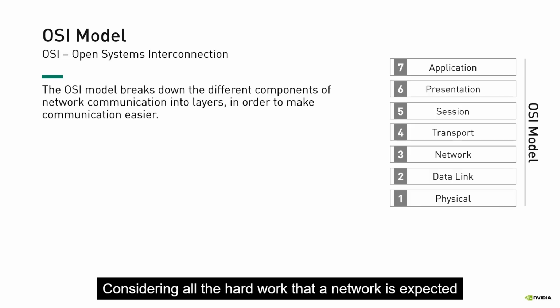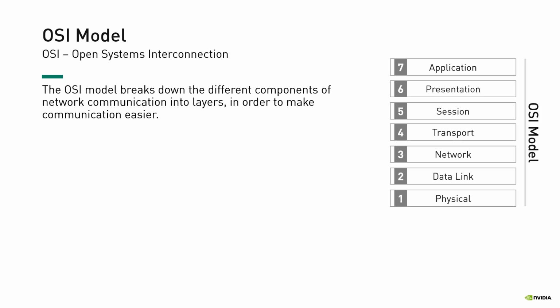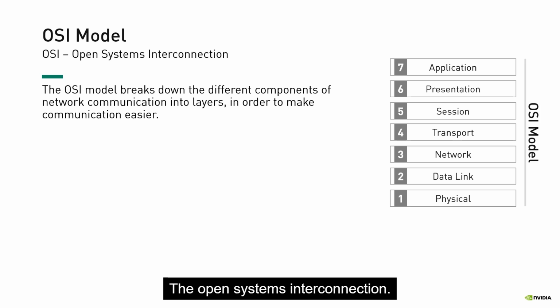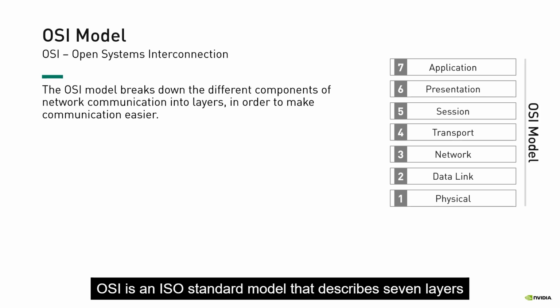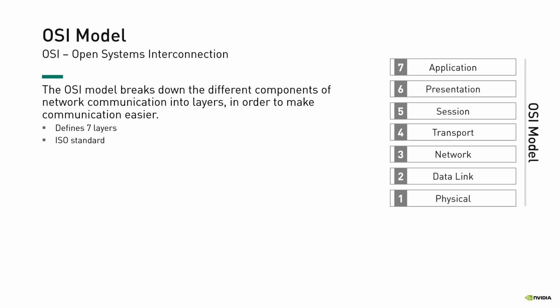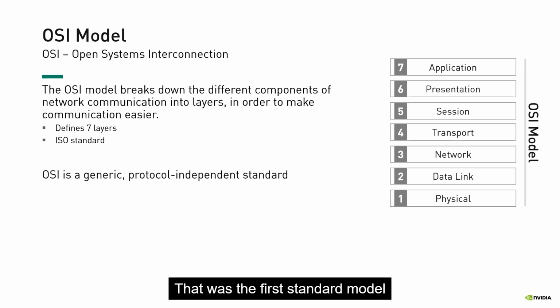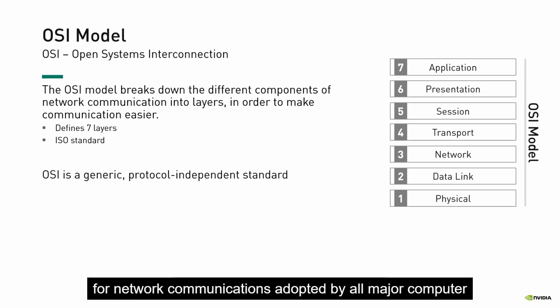Considering all the hard work that a network is expected to do, it is easier to break down the different functionalities of network communication into layers in order to make communication easier. The Open Systems Interconnection, OSI, is an ISO standard model that describes 7 layers that computer systems use to communicate over a network. It is a generic, protocol-independent standard that was the first standard model for network communications adopted by all major computer and telecommunication companies in the early 1980s.